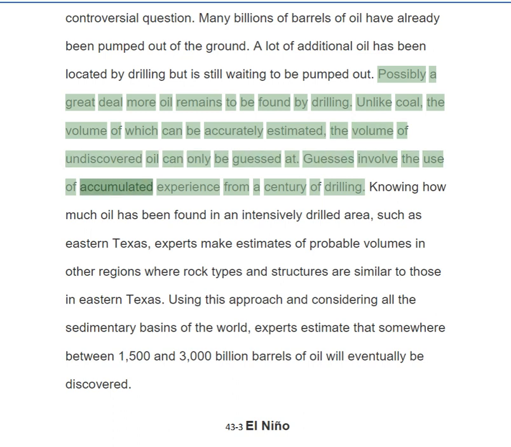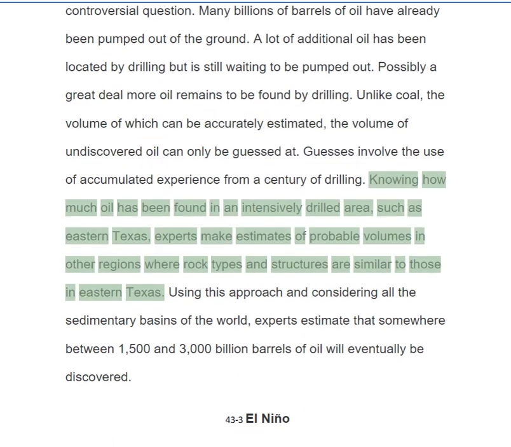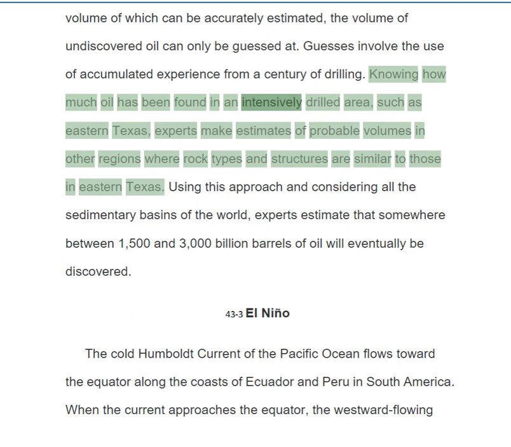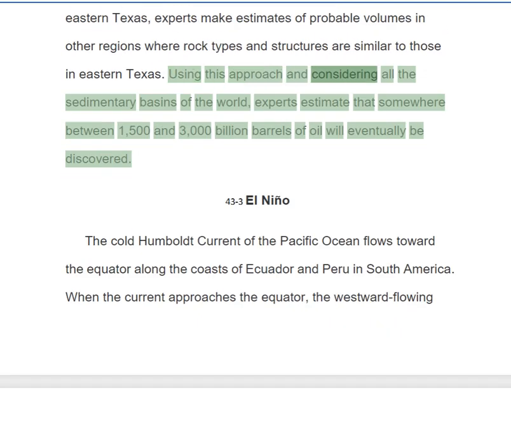Guesses involve the use of accumulated experience from a century of drilling. Knowing how much oil has been found in an intensively drilled area, such as eastern Texas, experts make estimates of probable volumes in other regions where rock types and structures are similar to those in eastern Texas. Using this approach and considering all the sedimentary basins of the world, experts estimate that somewhere between 1,500 and 3,000 billion barrels of oil will eventually be discovered.